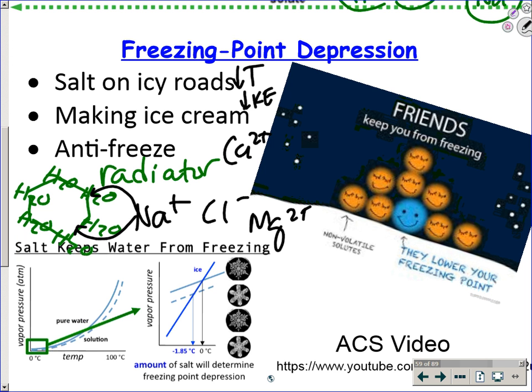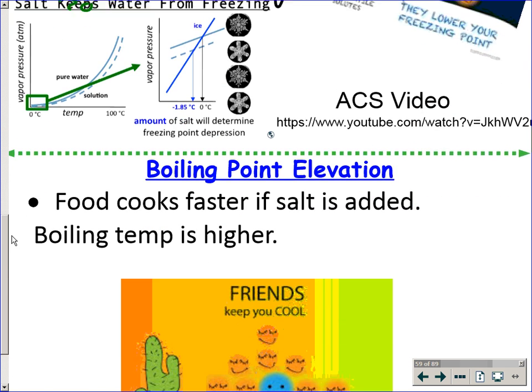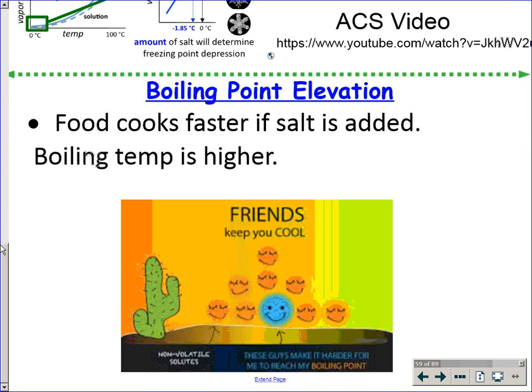If not, our radiator's antifreeze did not do its job. So basically, all these ions get in the way, and they stop the crystals from forming, or the crystallization process. And if they do that, they should lower the freezing point. They stop the crystallization process. Okay?